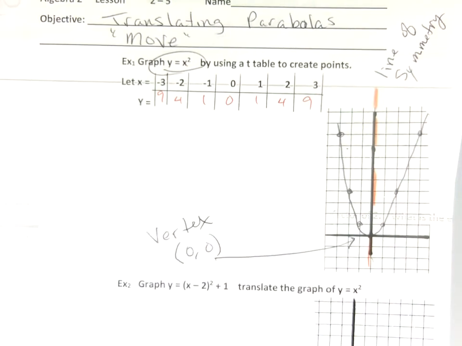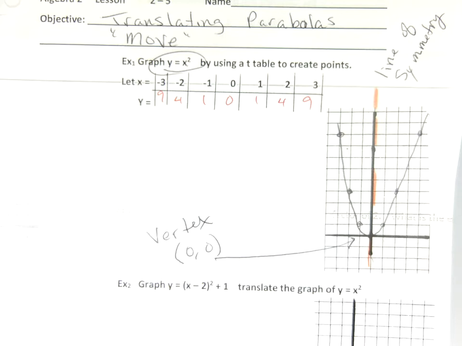And I like having a line of symmetry because all I need is half the graph and then I just fold it, right? You guys agree? Makes it easy. Get half the graph and just fold it. Line of symmetry is nice, okay?